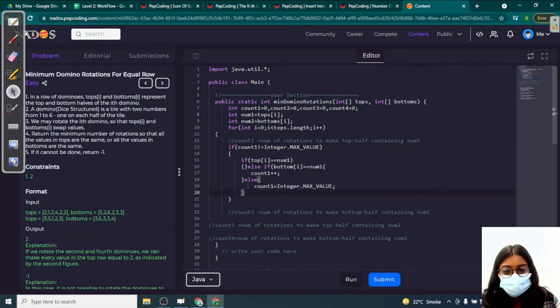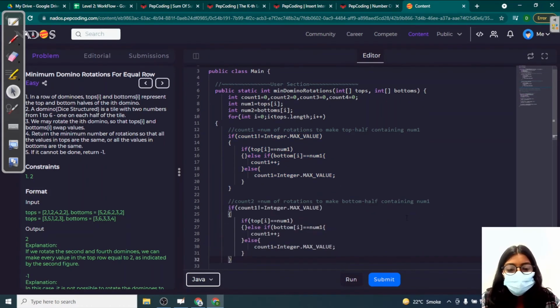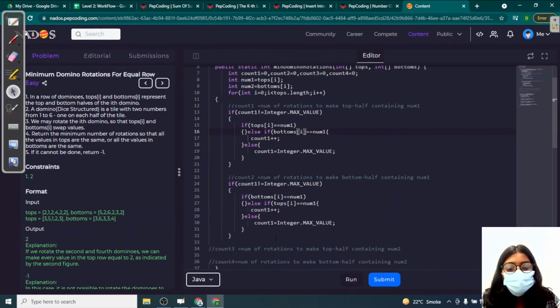Similar for count 2, but we are going to check for bottom of I. If count 1 is not equal to Integer dot MAX_VALUE and bottom of I is equal to number 1, then do nothing, else if tops of I, let me just append s here. Then do what? Increase count plus plus, otherwise it will be count 2 here, because count 2 represents the bottom.